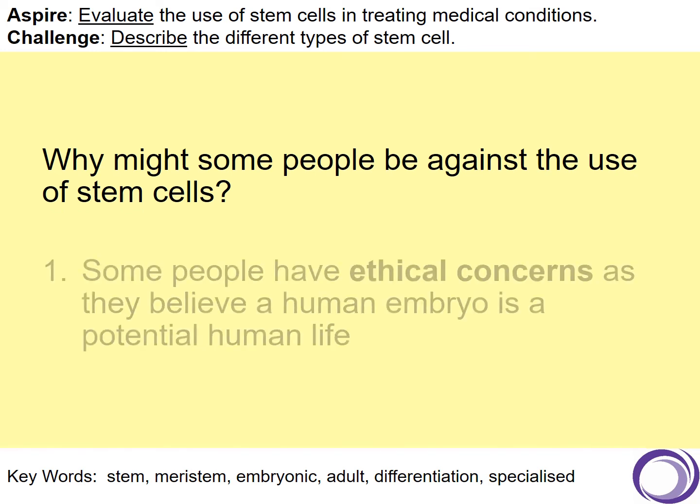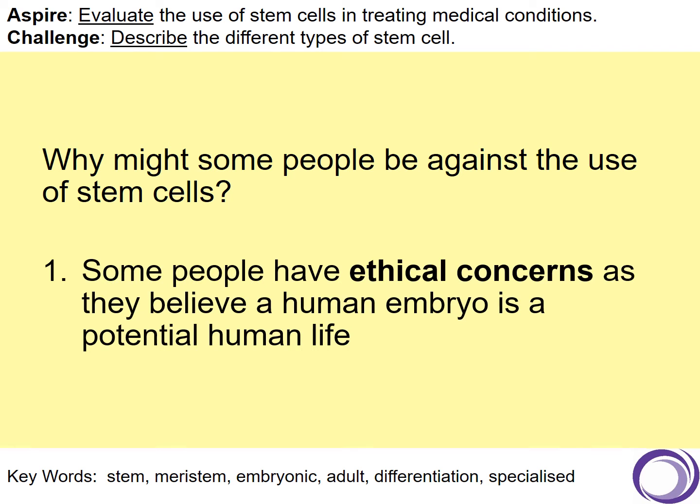So the reason for being against it is these ethical concerns. When we talk about ethical concerns, we're saying that this is a belief that somebody has. So you are going to take a human embryo. This is a cell which has been fertilized. It's come from a sperm cell and an egg cell, and that obviously has the ability to become a human life.